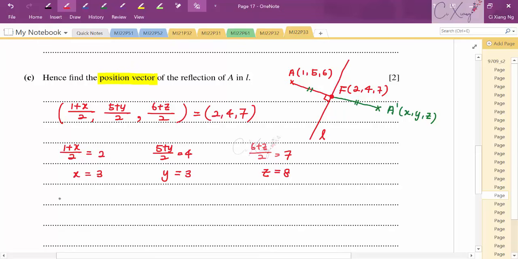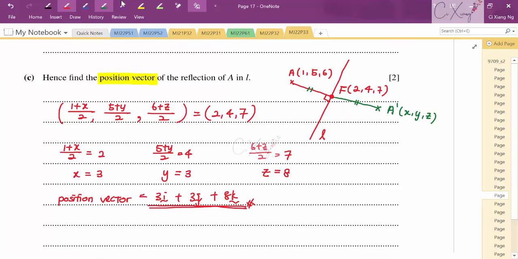Therefore, the position vector for the reflection of point A on the line L is equal to 3i plus 3j plus 8k, where I feel that using the concept of midpoint in coordinate geometry will be the easier method to get this answer. Alright, so this is how we solve question number 9.